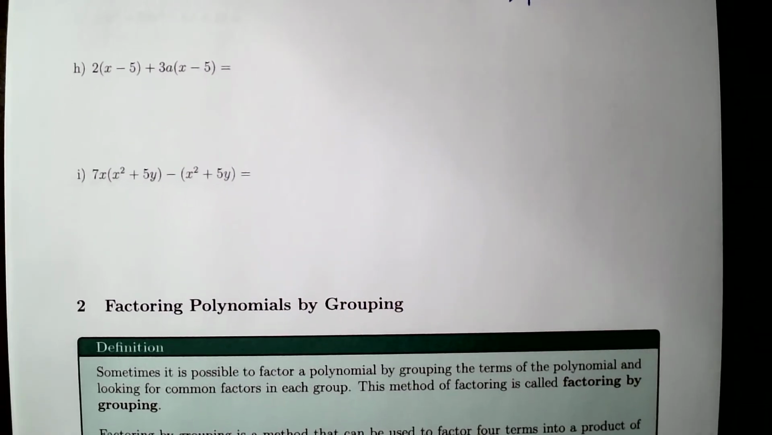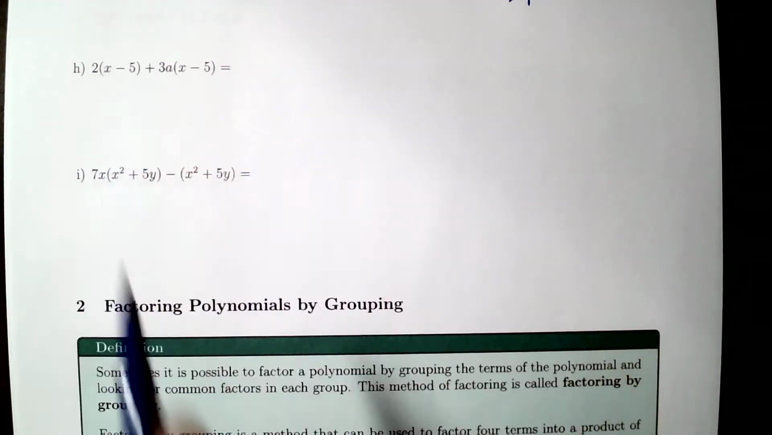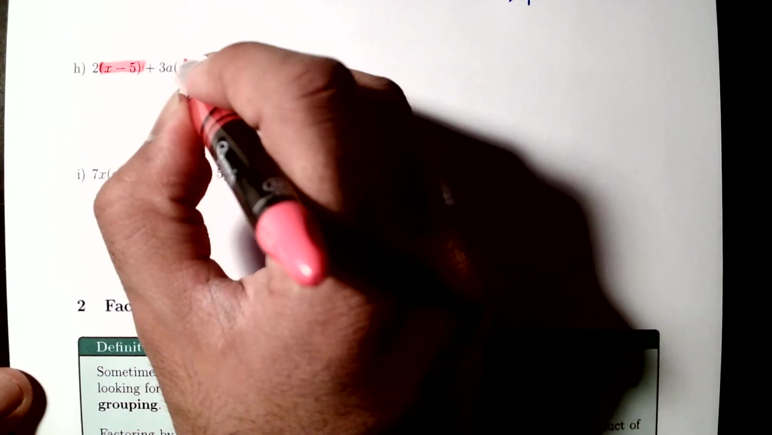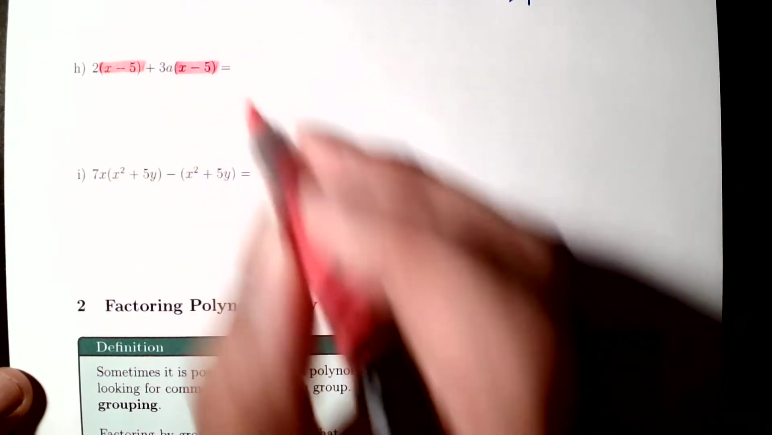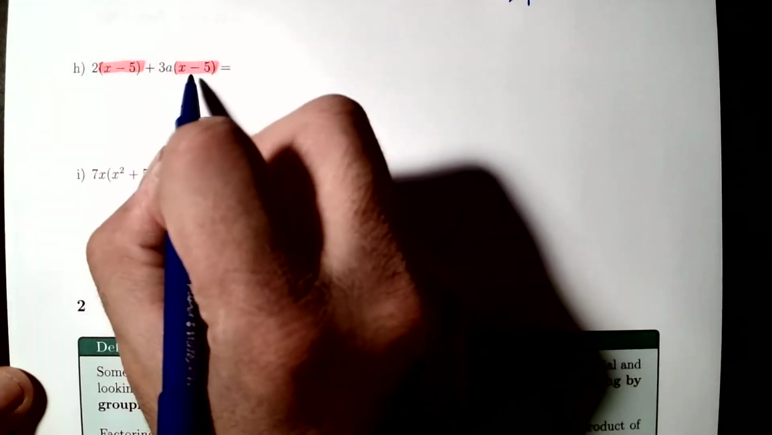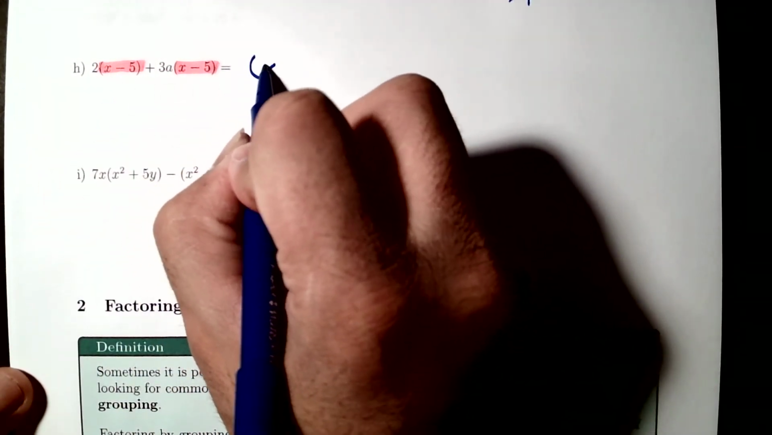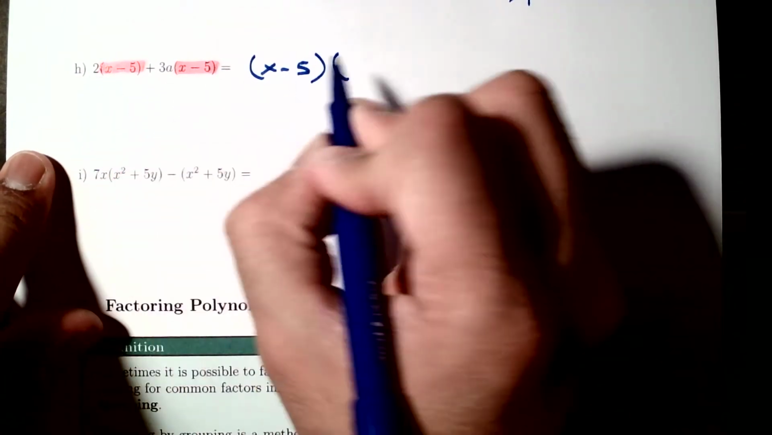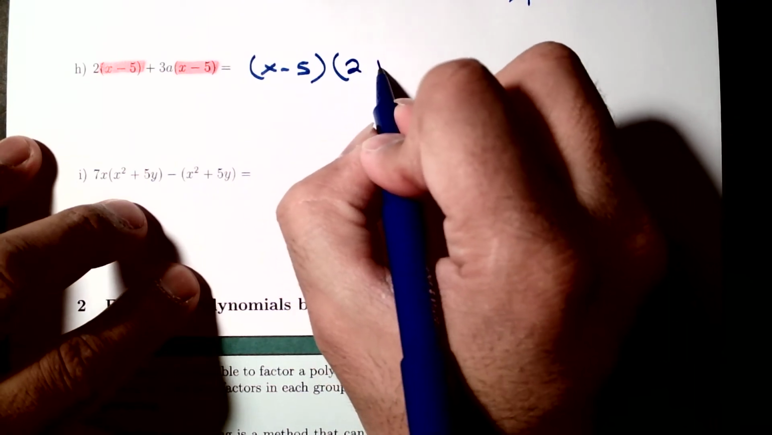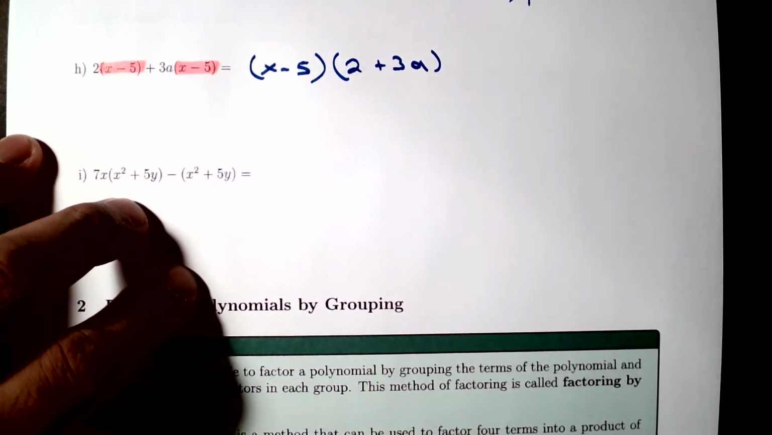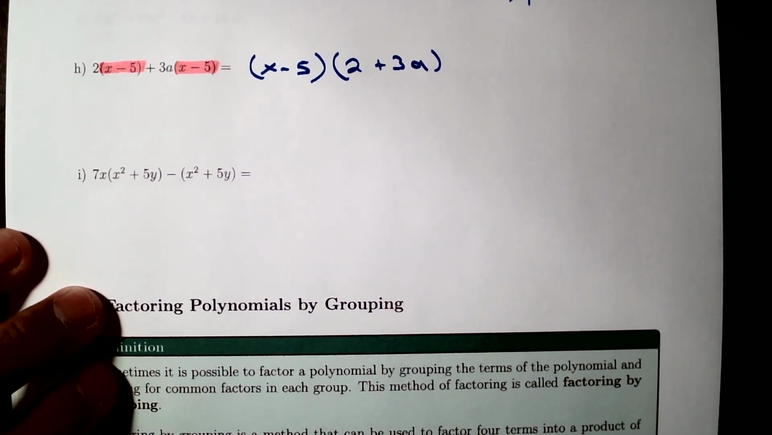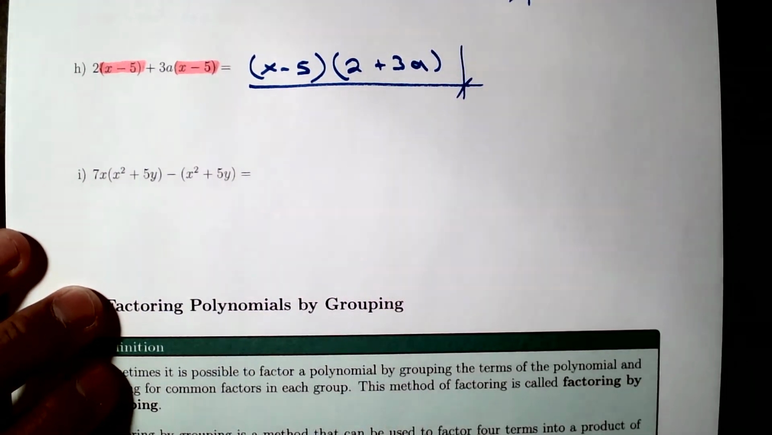Alright, now let's look at some of these that have a polynomial as a GCF. Notice that x minus 5 is the GCF. That's what they have in common. So factor out x minus 5, and then we will be left with 2 plus 3a. Let's call this a final answer first, but let's explain why this works.